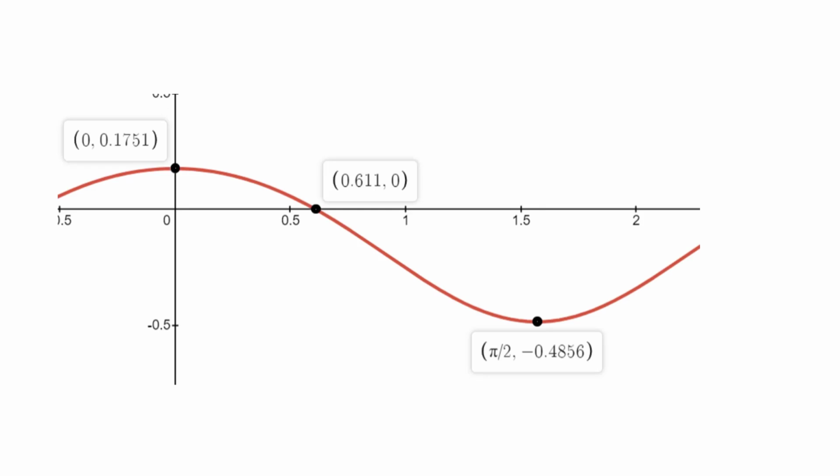You can see it here where I have simulated in Desmos. Here you can get only one solution in the interval 0 to pi by 2, at 0.611.